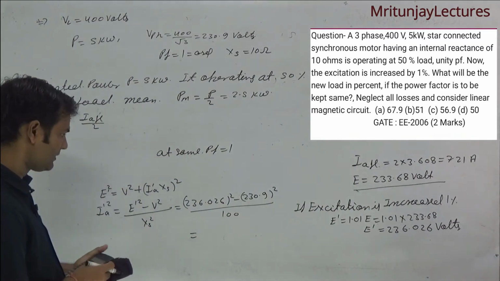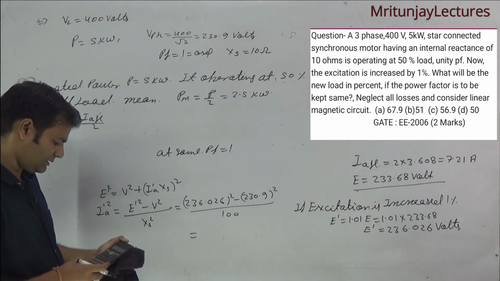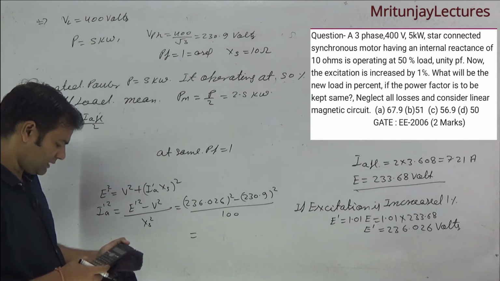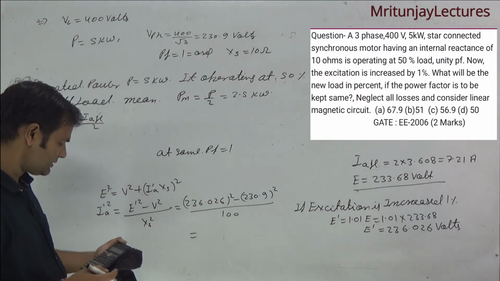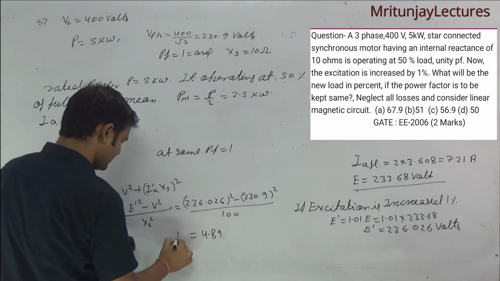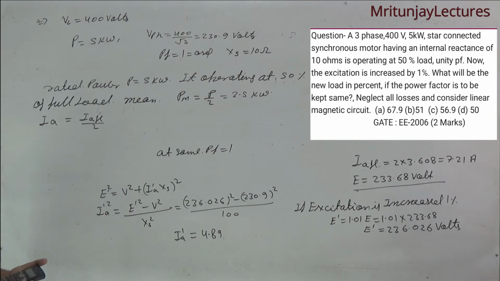Okay, to the whole square minus 230.9 to the whole square, divided by 100, under root of this one. We got 4.89, that is IA dash. This will equal 4.89.